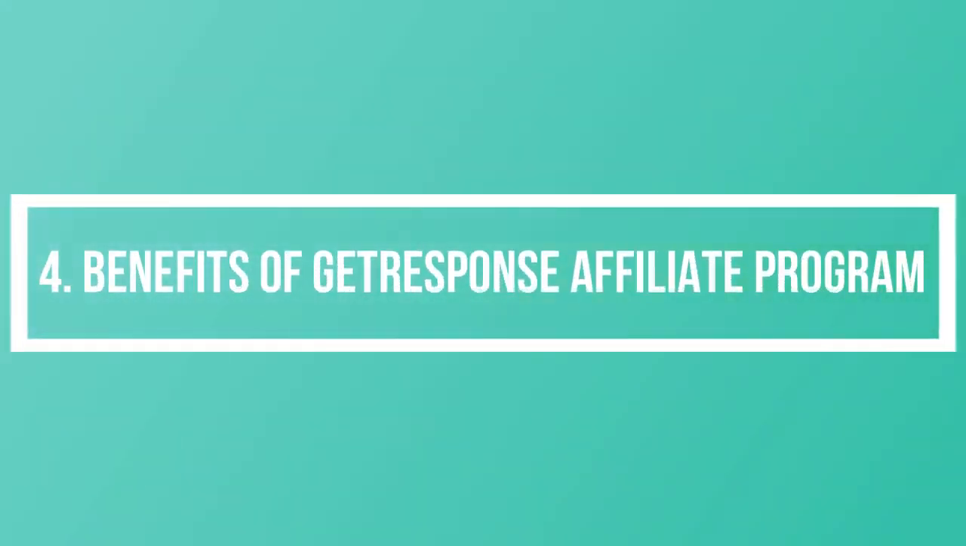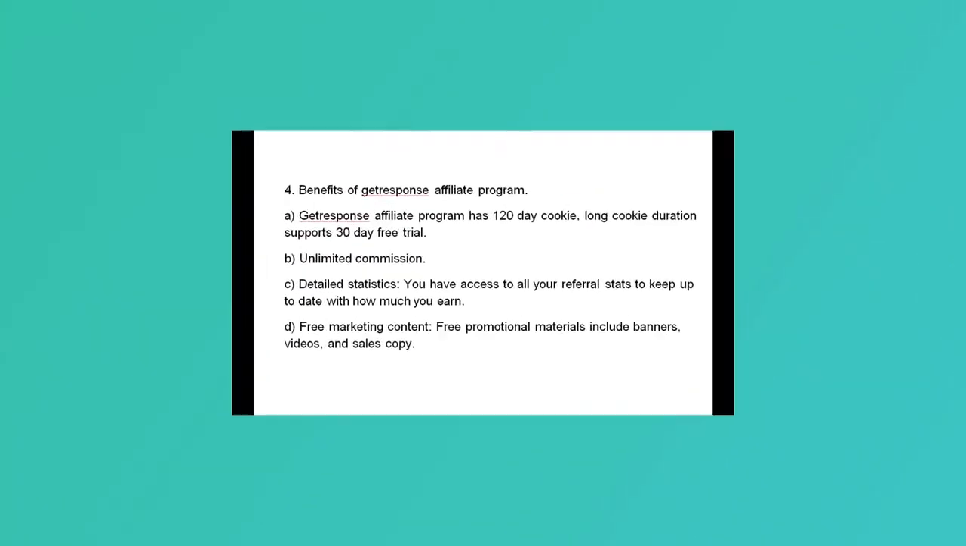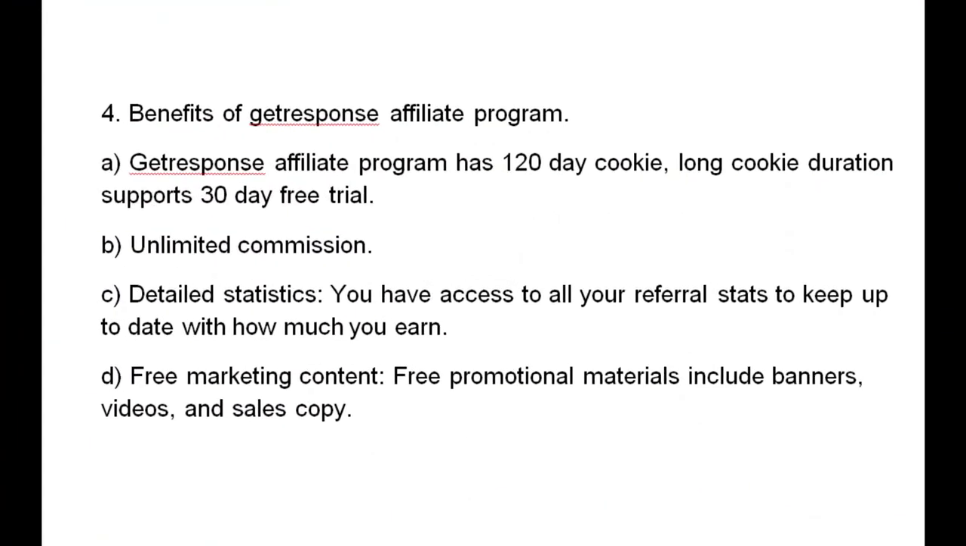Next we go to the fourth item: benefits of GetResponse affiliate program. A. GetResponse affiliate program has 120-day cookie duration, supports 30-day free trial. B. Unlimited commission. C. Detailed statistics. You have access to all your referral stats to keep up to date with how much you earn. D. Free marketing content. Free promotional materials include banners, videos, and sales copy.